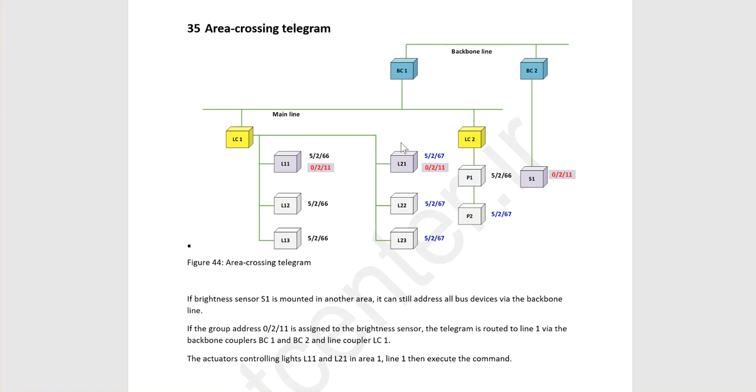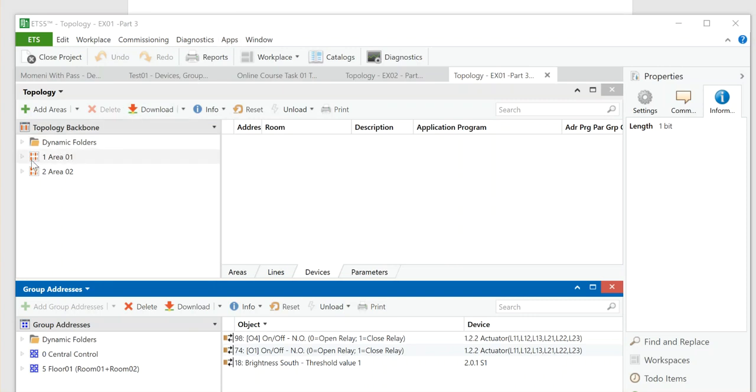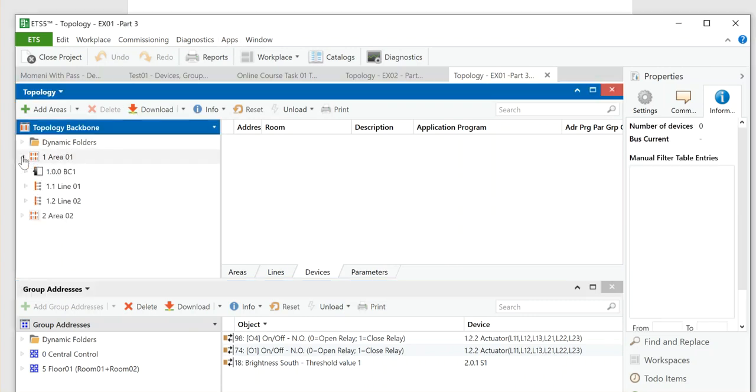So let's see how we can represent it in ETS. It would be interesting. In ETS, as I said, we have area number 1 and area number 2. In each area, as you see, we should put the backbone coupler: BC1 with the physical address 1.00 and BC2 with the physical address 2.00. That's it.